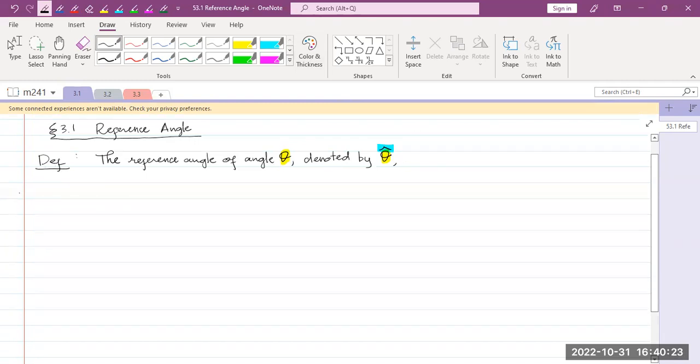is the acute angle formed by x-axis and the terminal side, with vertex at origin.